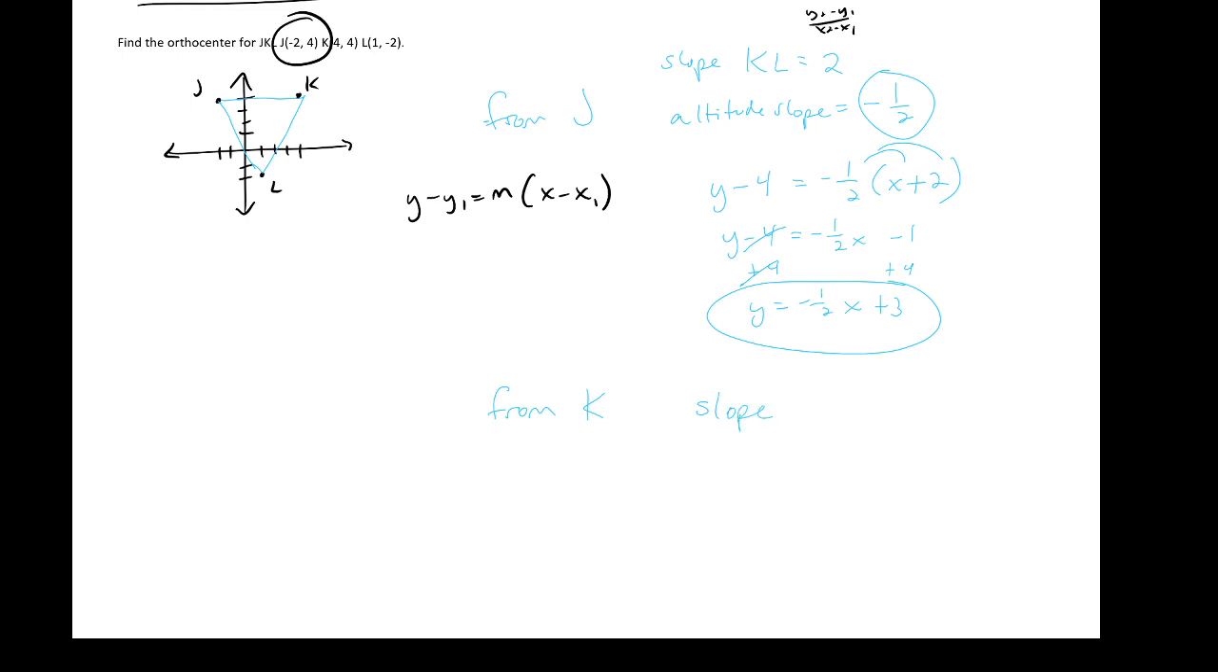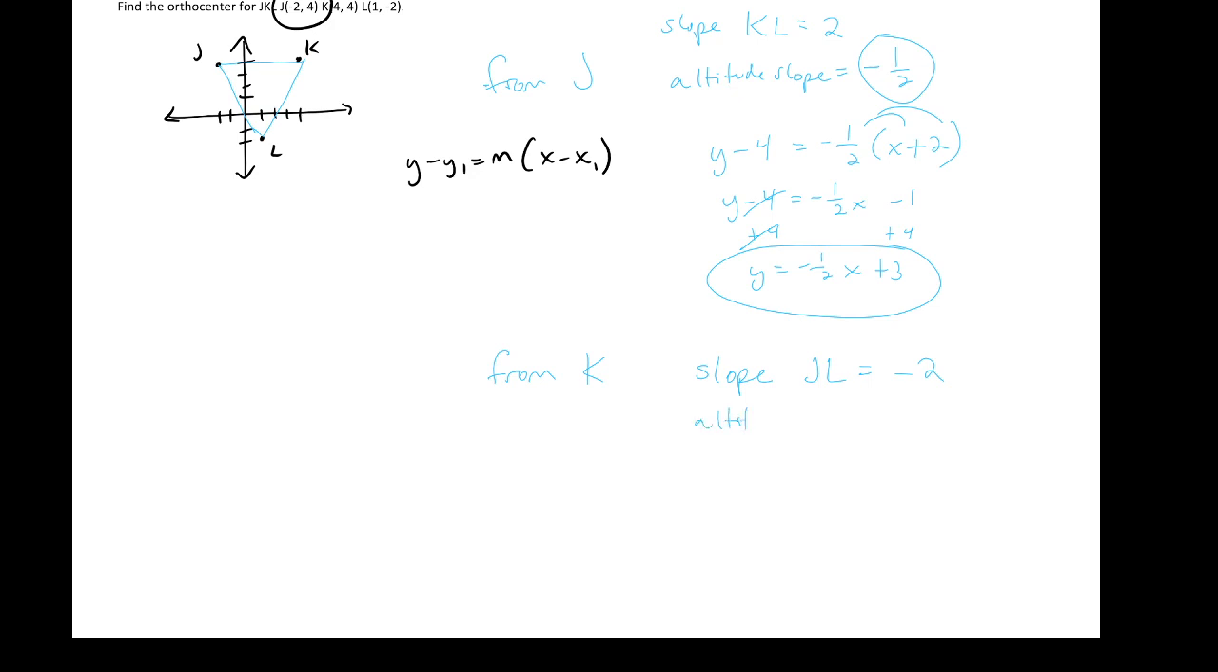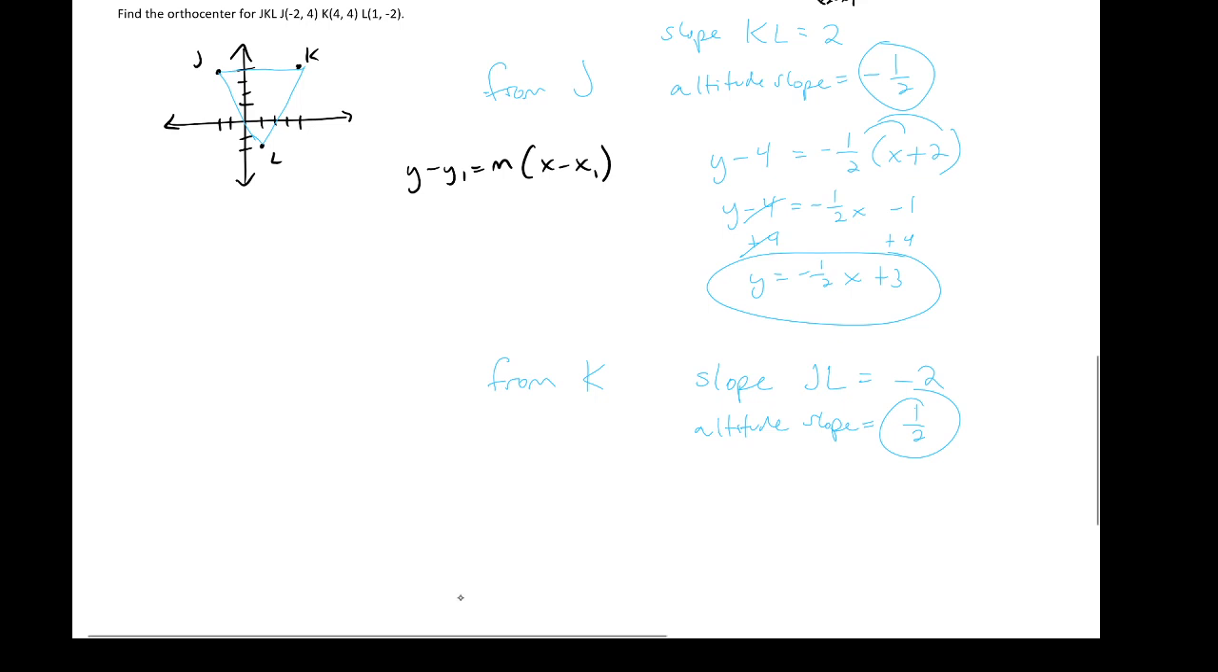The side opposite K is going to be the leftover letters, JL. If I actually run through y sub 2 minus y sub 1 over x sub 2 minus x sub 1, I will get negative 2 as my slope, right? So then, therefore, my altitude slope, which is perpendicular, is going to be the negative reciprocal of negative 2, which is just 1 over 2. Boom, there's my slope. Go back over here. Here's my point, which is K, 4 comma 4, right?